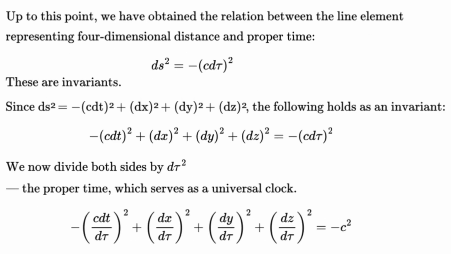Up to this point, we have obtained the relation between the line element representing four-dimensional distance and proper time. ds² equals minus cdτ squared. These are invariants since ds² equals minus c dt squared plus dx² plus dy² plus dz². The following holds as an invariant.